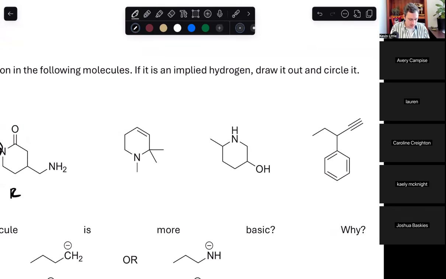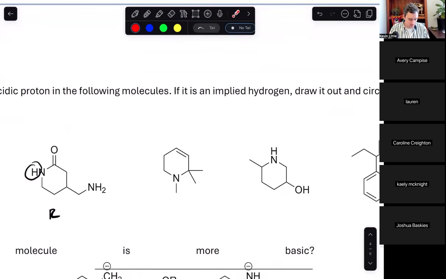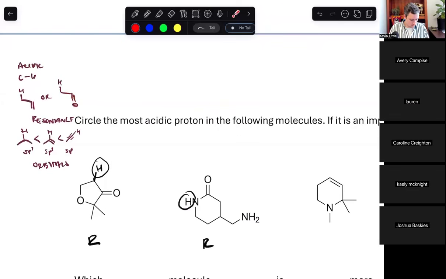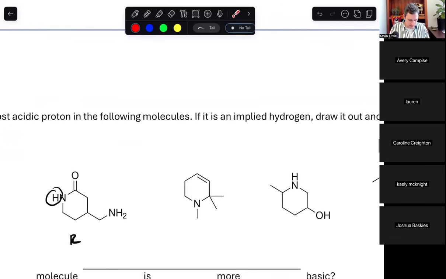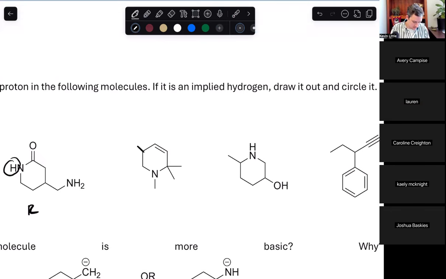Again, I have no heteroatoms with hydrogens on them, so that's not a choice. So I have to find the most acidic carbon hydrogen. Well, I'll go ahead and tell you that resonance is a stronger force than the orbital stuff. So yes, it's not the worst idea to take a hydrogen off an sp2 carbon. It is relatively acidic, but this stabilizing force of having this hydrogen have resonance with this double bond is significantly stronger. So we almost always prefer resonance, right?